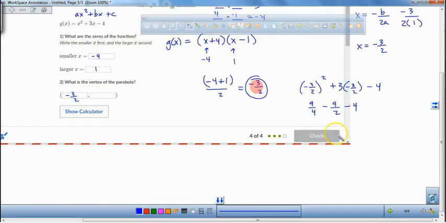Now, to do this by hand, we've got to change all of the denominators to 4. So we're going to do 9 over 4, then we're going to double the numerator and the denominator to make it negative 18 over 4. Then we're going to multiply that by a 4 over a 4, and that's going to make it negative 16 over 4, because negative 16 divided by 4 is negative 4. Then we just do 9 minus 18, which is negative 9, minus 16 over 4, and that gets us negative 25 over 4. And that's going to be the y value for our vertex.